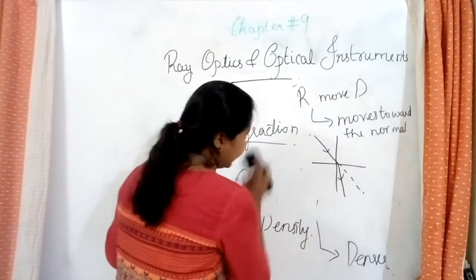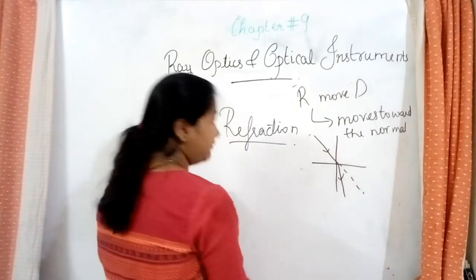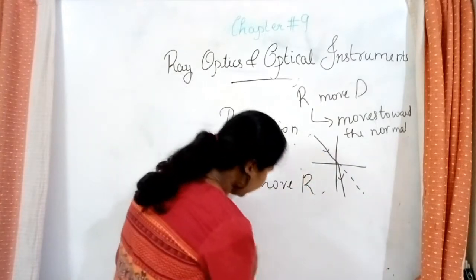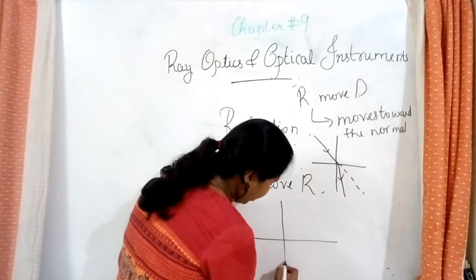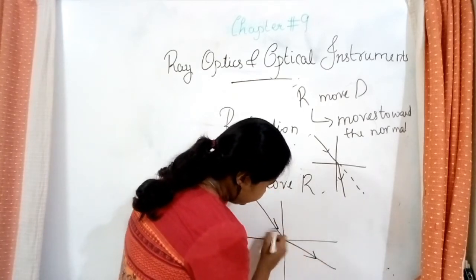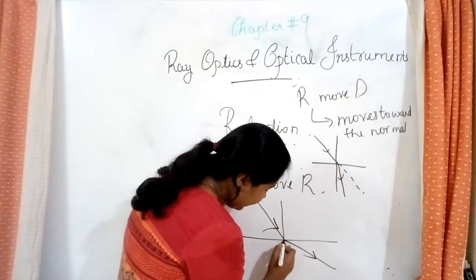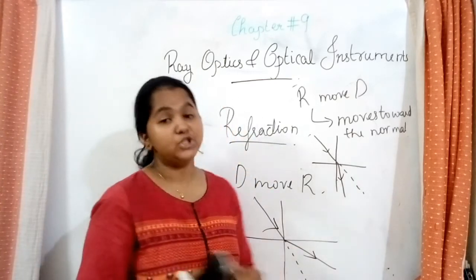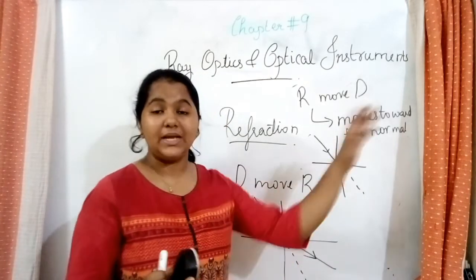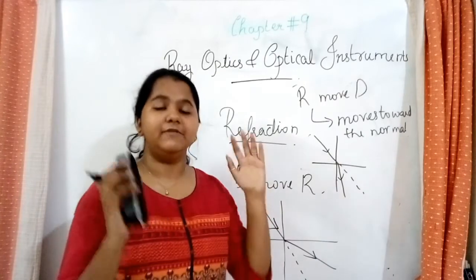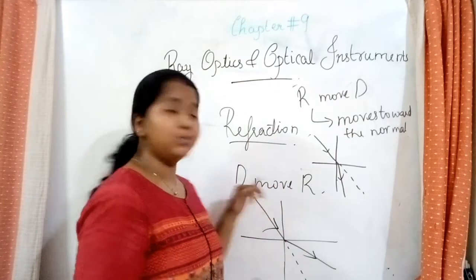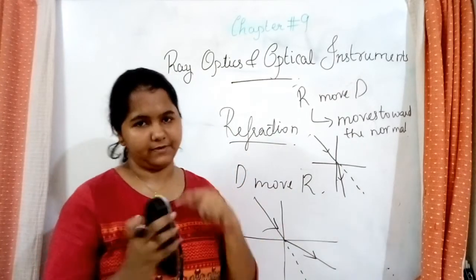The second one is moving from denser to rarer medium. What happens? It moves away from the normal. This would be like this and this would move like this. This is the incident ray, this is the refracted ray, and this is the path it should have followed if it was rectilinear propagation. So we learned about rarer and denser medium. If it is moving from rarer to denser, it moves towards the normal, and if it is moving from denser to rarer, it moves away from the normal.